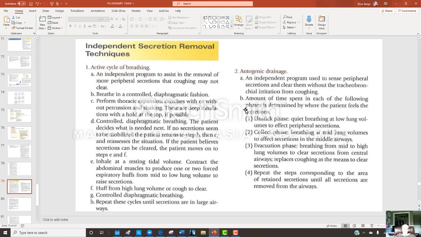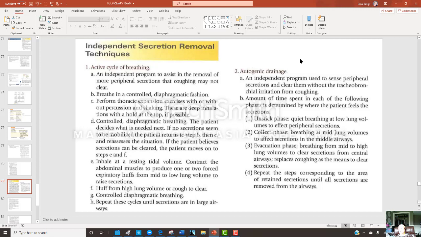Autogenic drainage. An independent program used to sense peripheral secretions and clear them from the tracheobronchial tree without irritation from coughing. The amount of time spent in each of the following phases is determined by where the patient feels the secretions. Unstick phase: quiet breathing at low lung volumes to affect peripheral secretions.